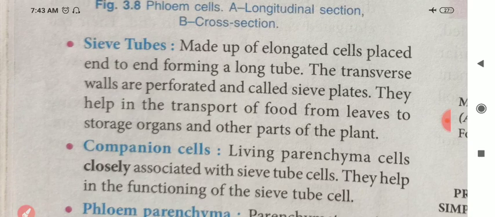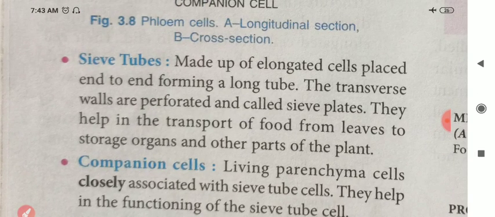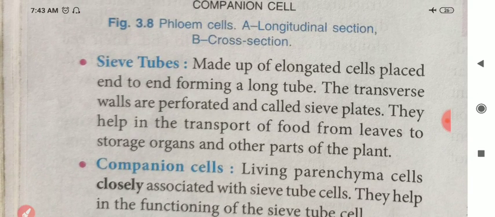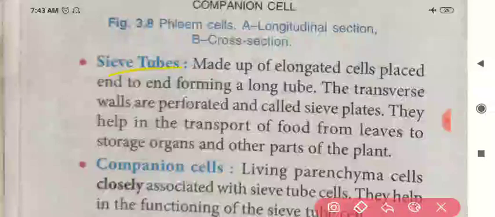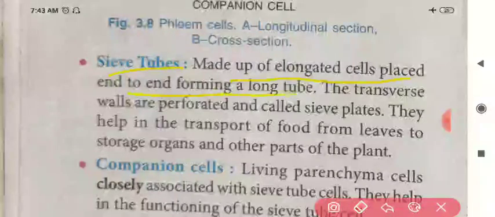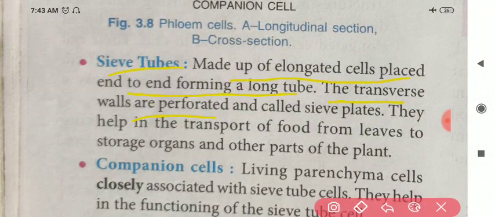Now one by one we will discuss its different parts. First we shall discuss sieve tubes. Sieve tubes are made up of elongated cells placed end to end forming a long tube. The transverse walls are perforated, having many holes, and are called sieve plates. So sieve plates are present in the sieve tubes.